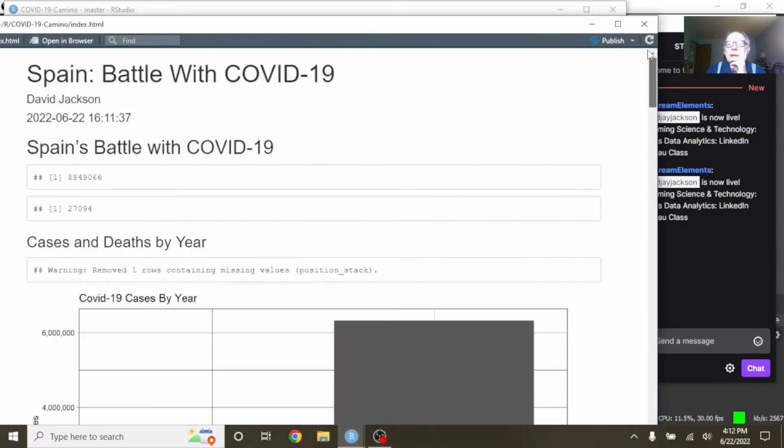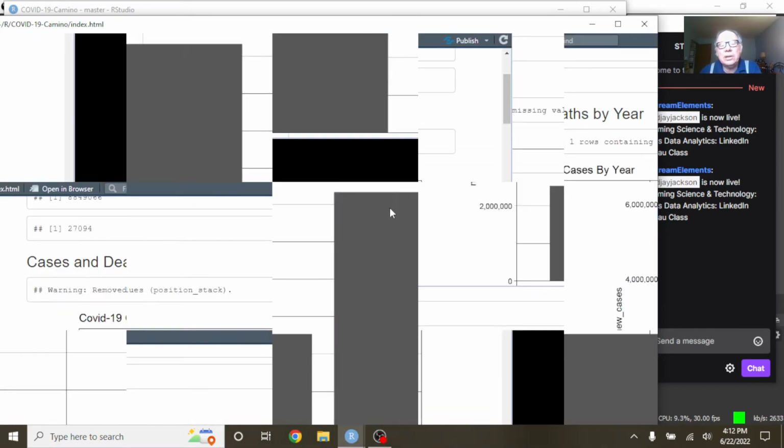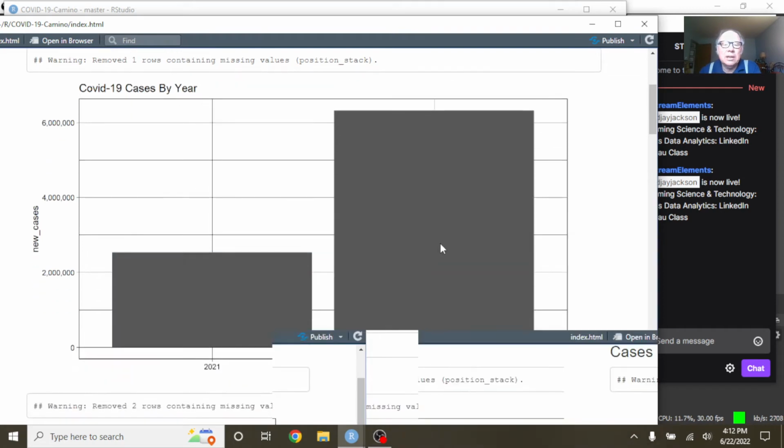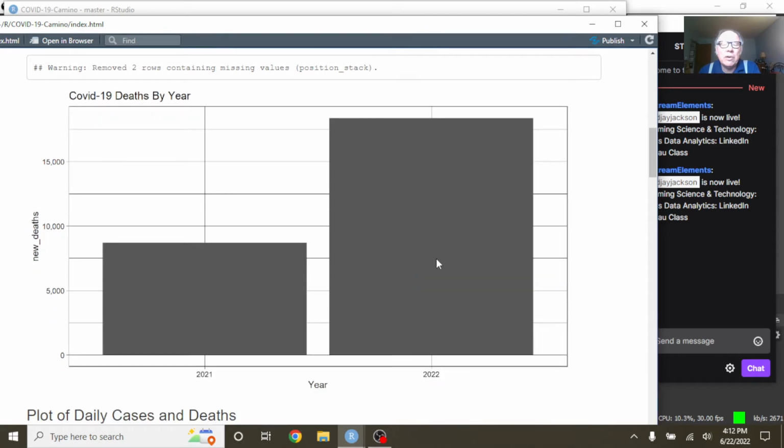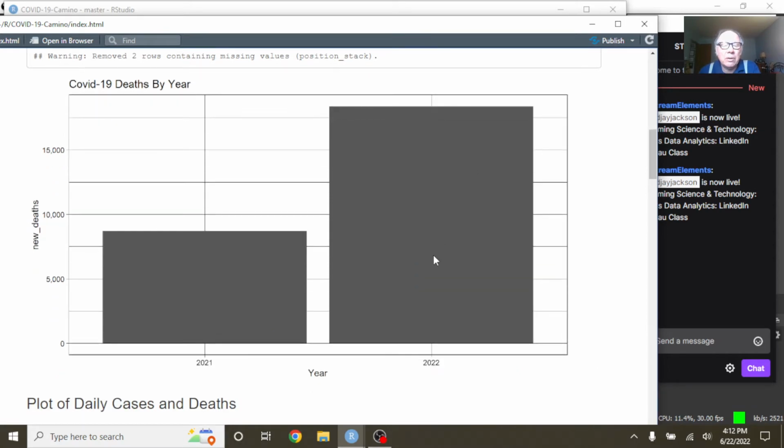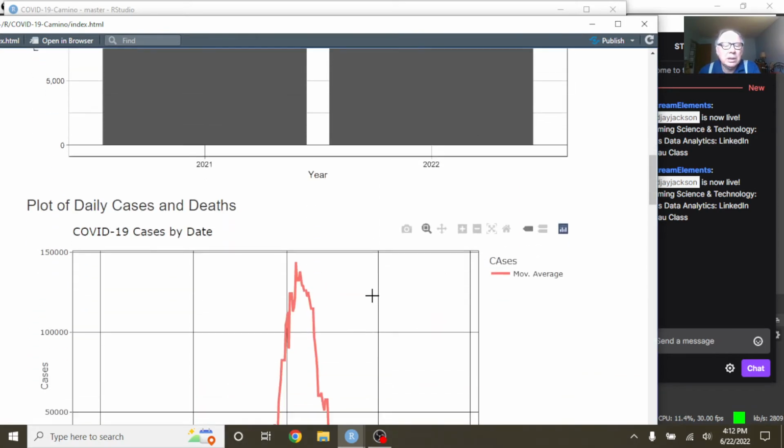So, for Spain, one more time, for the previous 365 days, Spain is at 8.4 million cases, 27,094 deaths. You can see here that Spain has more cases already in 2022 than total all 2021. More COVID-19 deaths in 2022 than they had all 2021.